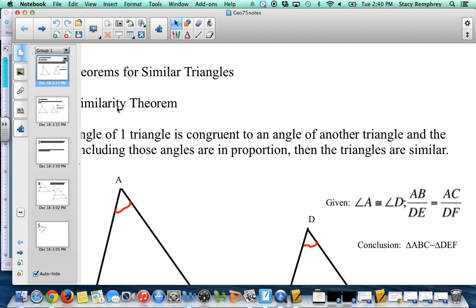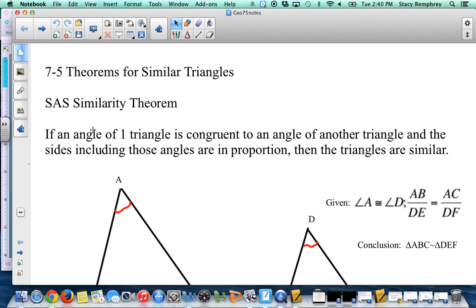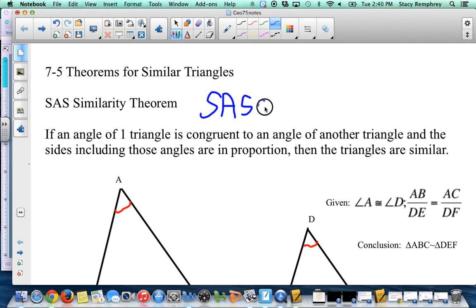So in this section 7.5, we talked about 7.4, the postulate for similar triangles, which is the AA similarity. And now we're going to look at some theorems. I'm not going to get too in-depth into the proof of these, but it is in your book. This is called the SAS similarity. So this is our third SAS theorem. We have SAS congruence, SAS inequality, and now SAS similarity.